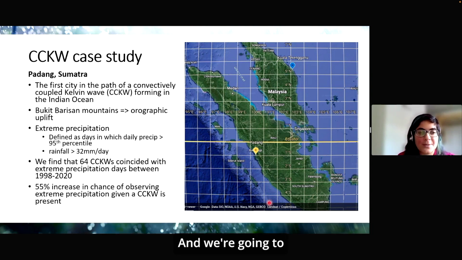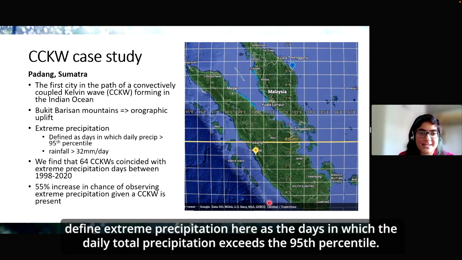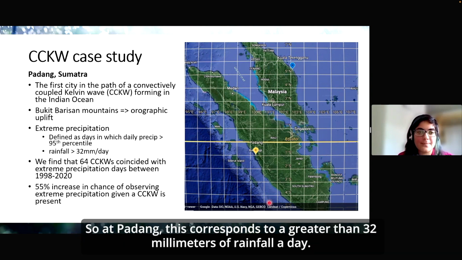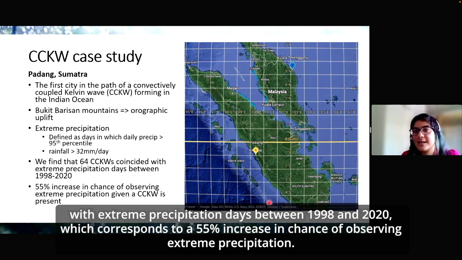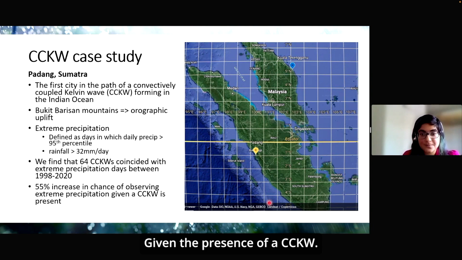We're going to define extreme precipitation here as the days in which the daily total precipitation exceeds the 95th percentile. So at Padang, this corresponds to greater than 32 millimeters of rainfall a day. Examining a database of CCKWs that we've created, we find that there are 64 CCKWs that coincided with extreme precipitation days between 1998 and 2020, which corresponds to a 55% increase in chance of observing extreme precipitation given the presence of a CCKW.